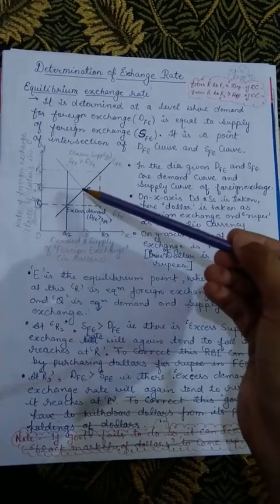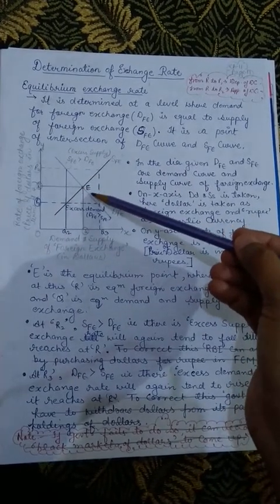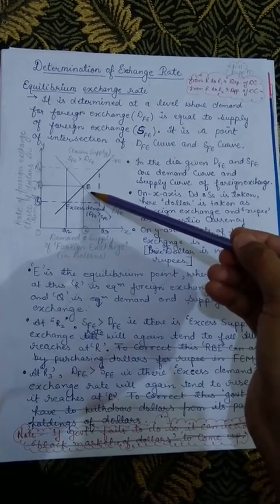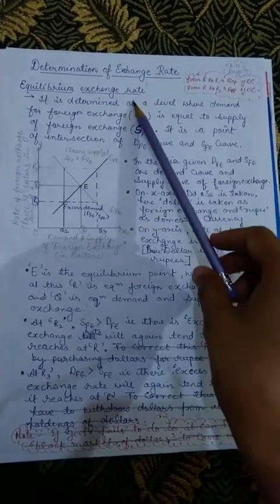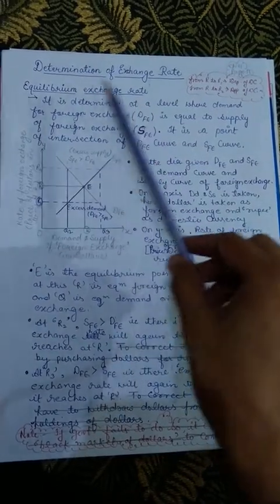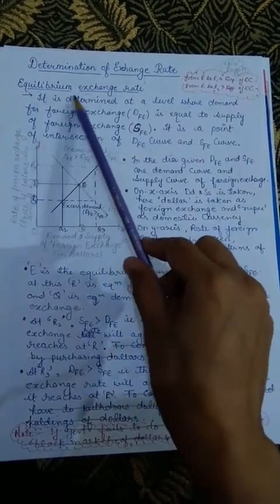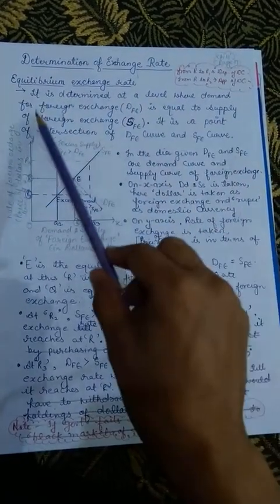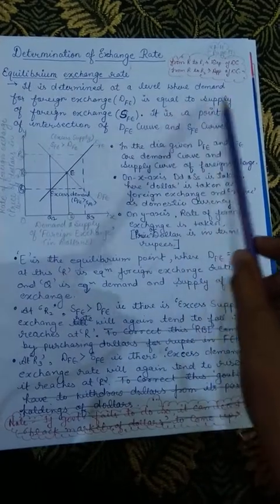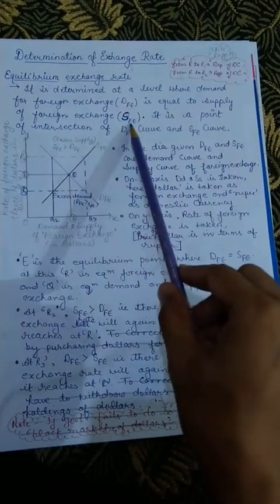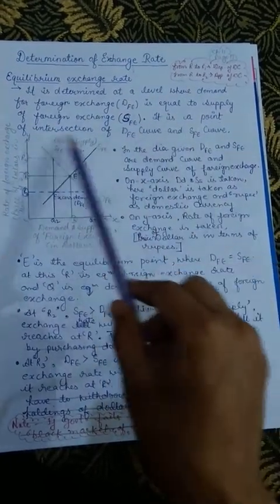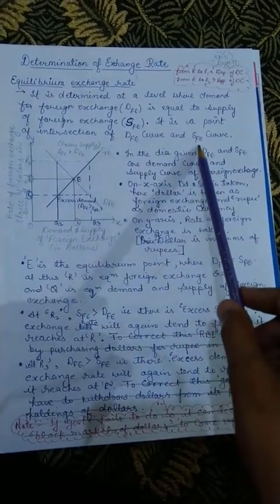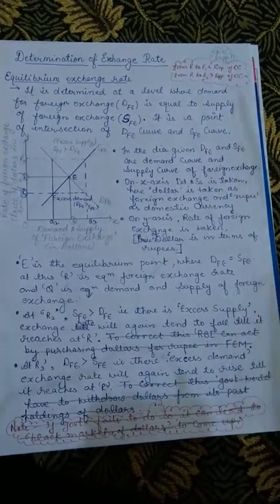Then children, they intersect at this point E, and this point E is called your equilibrium exchange rate. We can have a definition here also. What is the equilibrium exchange rate? It is determined at the level where demand for foreign exchange is equal to supply of foreign exchange. It is the point of intersection of the demand curve and the supply curve for foreign exchange.